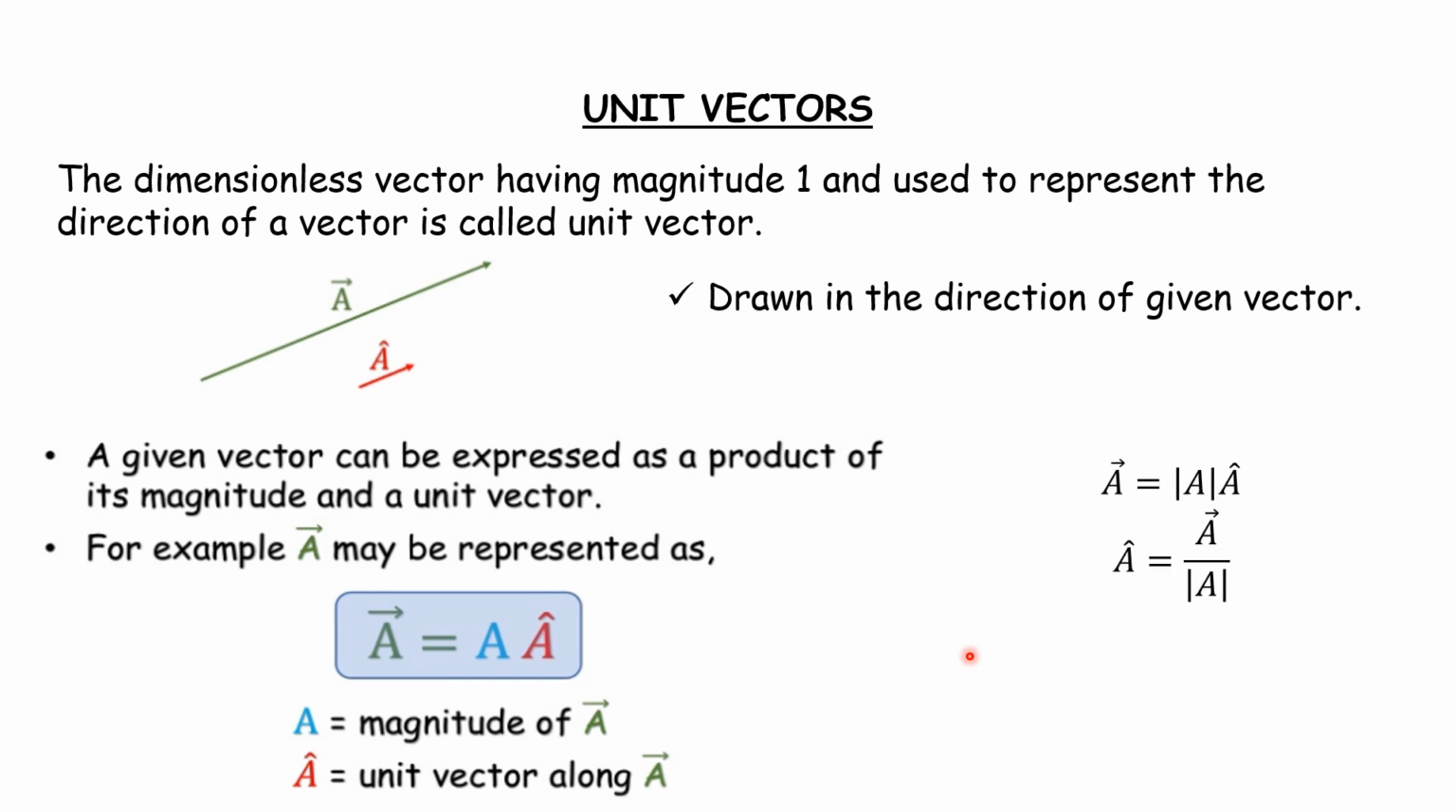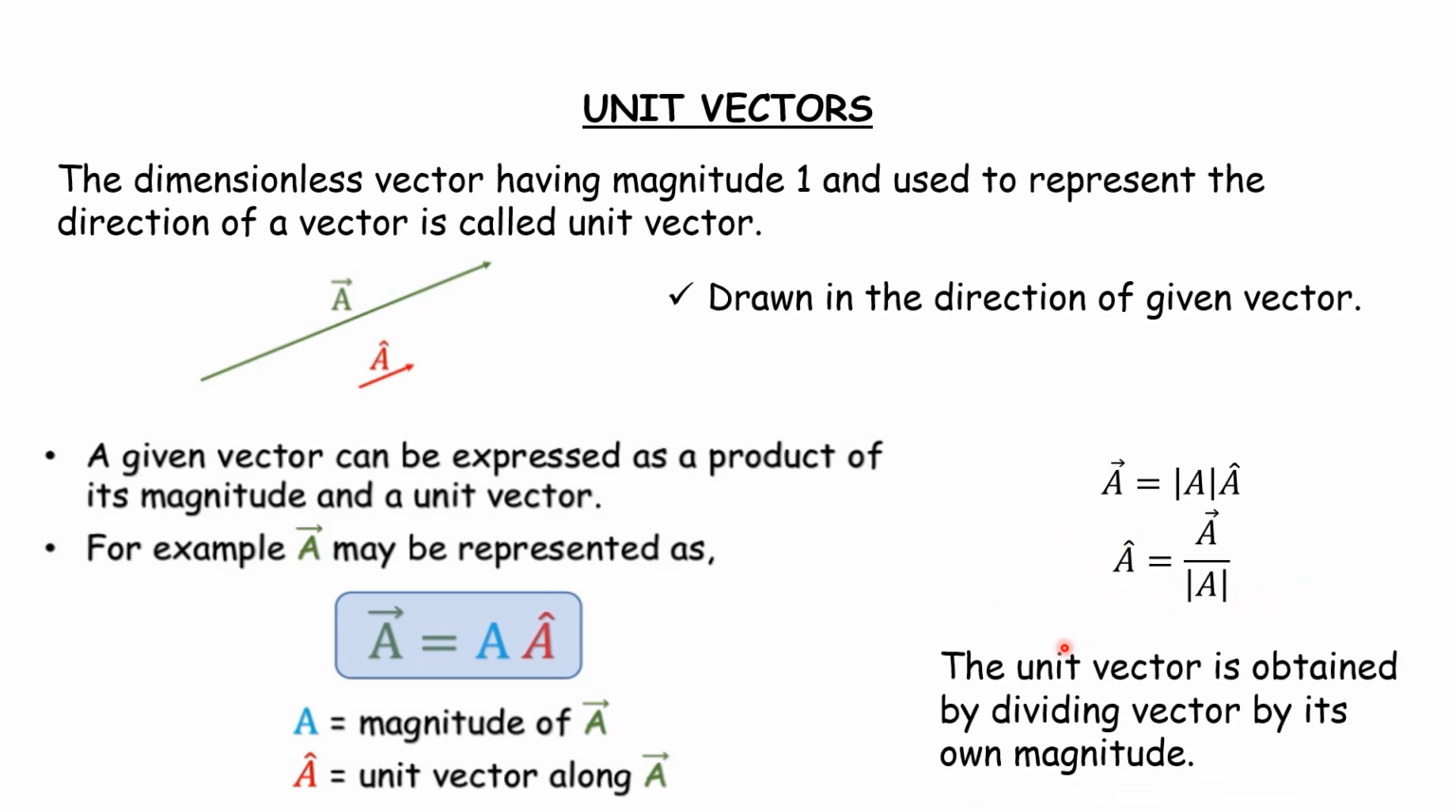So if I want to calculate how to find a unit vector, it's a ratio. It's a ratio of the vector to its own magnitude. And the magnitude can be represented in two ways: you can write the letter in mod, or simply write a bold letter. Both are representations of a magnitude. So when you divide a vector by its own magnitude, we get the unit vector. So a unit vector is obtained by dividing a vector by its own magnitude.